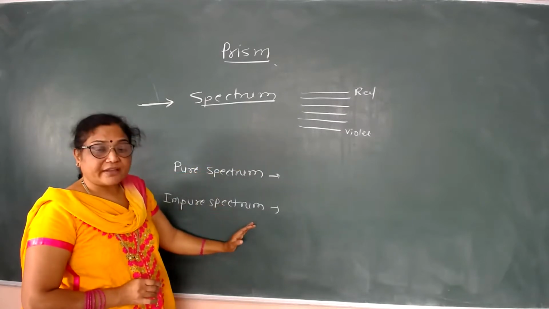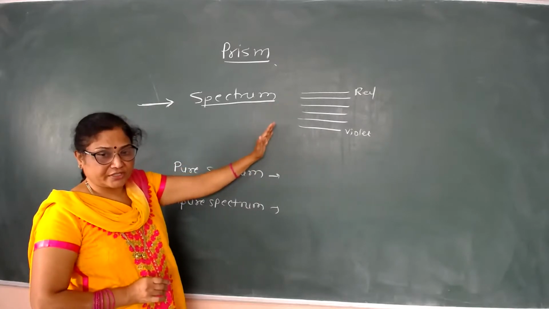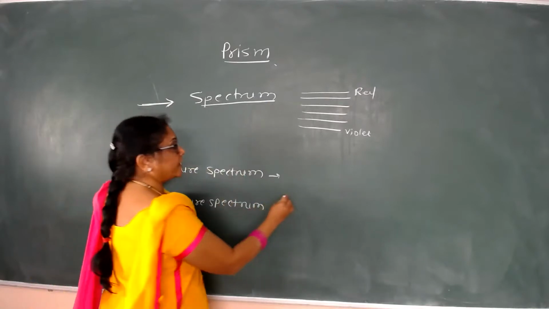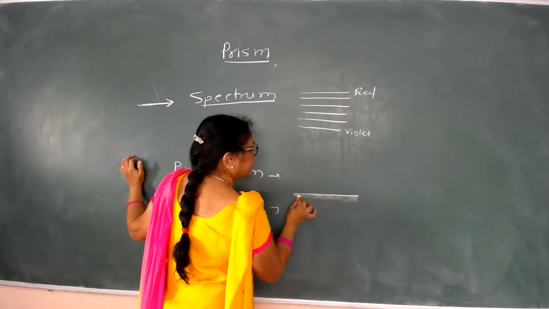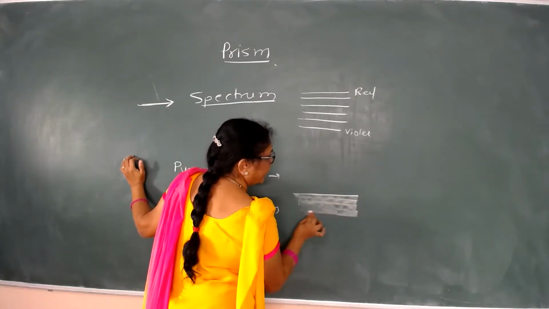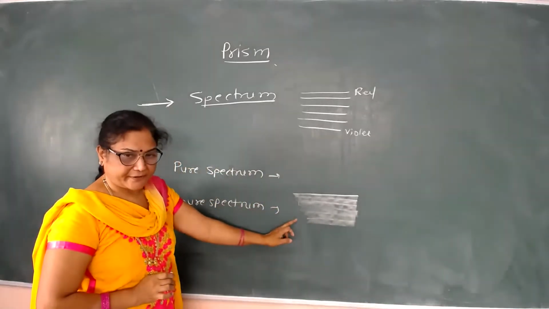An impure spectrum is one in which all the colors overlap each other. For example, there is red, the second one is yellow, and the third one is green. In this type, the colors are not separate, they overlap each other. That is known as an impure spectrum.